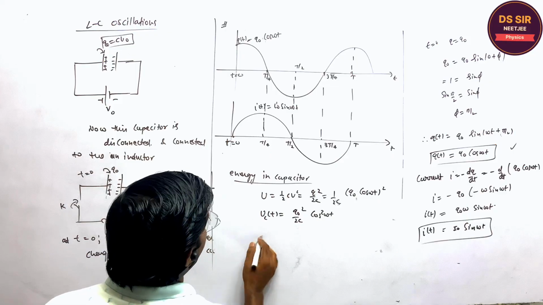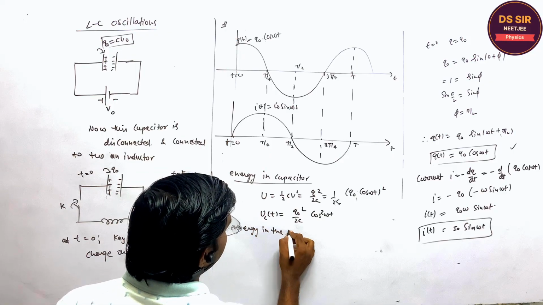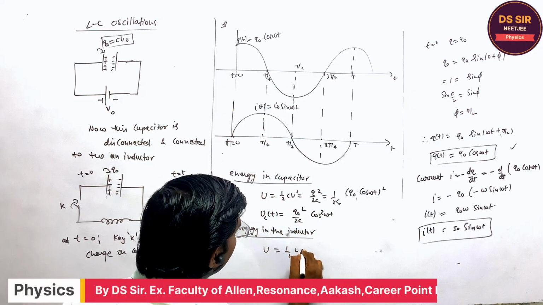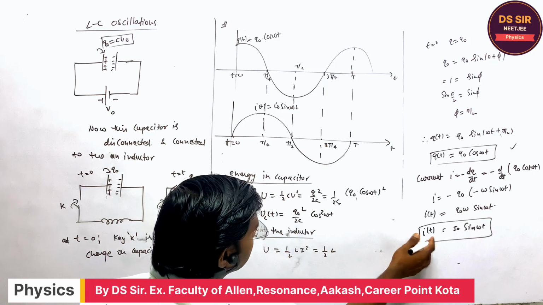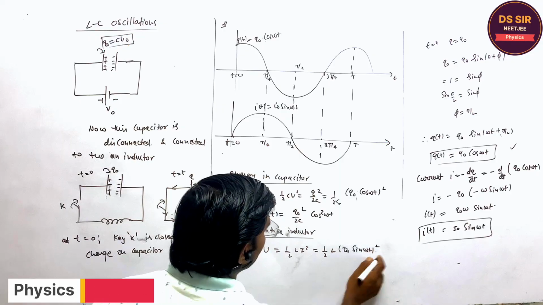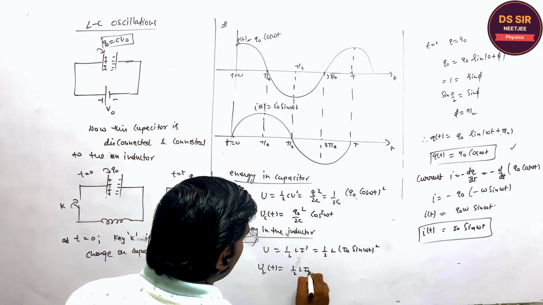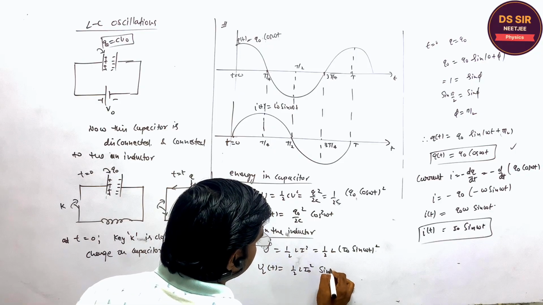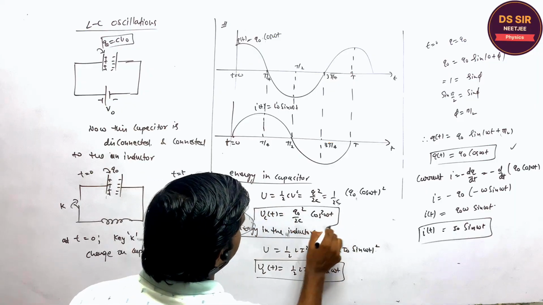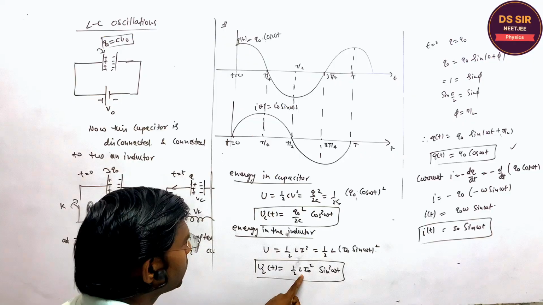In the same way, the energy in the inductor, understood? The energy in the inductor is half L I square. So half L (I naught sin omega t) whole square. So the energy in the inductor as a function of time t is half L I naught square sin square omega t. This is the inductive energy, this is the capacitor energy. Is it clear or not? Right. Listen, one more thing.